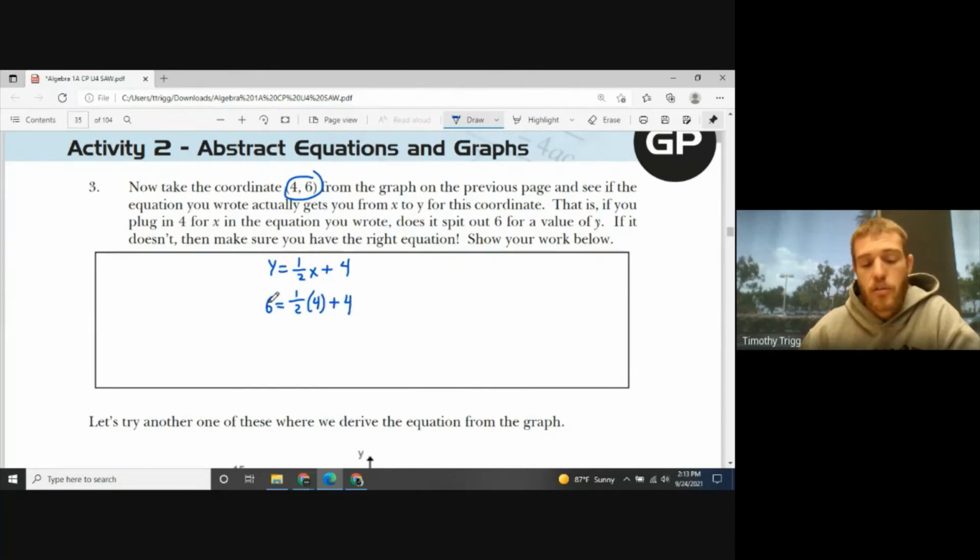If this comes out to a true statement, then we know that this is correct. So this will be 6 equals, what's half of 4? Well, that's 2. And then it still has a plus 4 over here. Okay, yes, that's true, right? 2 plus 4 does equal 6. So therefore we know that this is the correct equation.